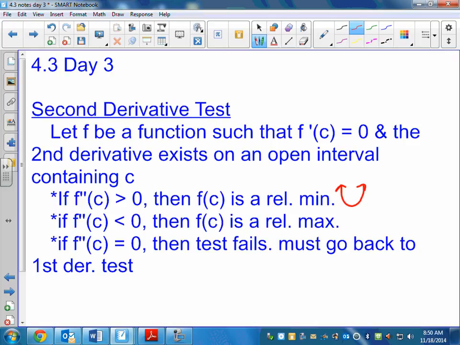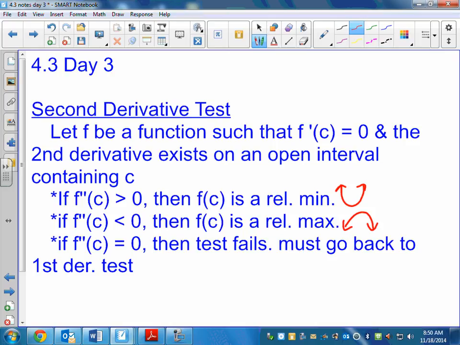So instead of having to plug it into the first derivative, you just plug into the second derivative and you see whether it's positive or negative. If you plug your critical point into the second derivative and you get a negative number, that's implying that at that critical point it's concave down, which means if it's concave down at that possible turning point, then that would be a relative maximum.